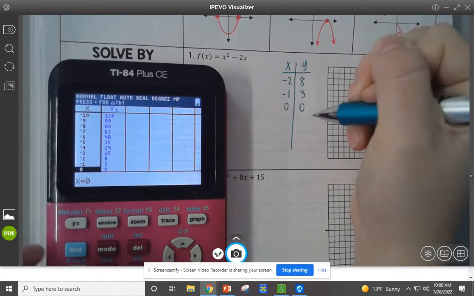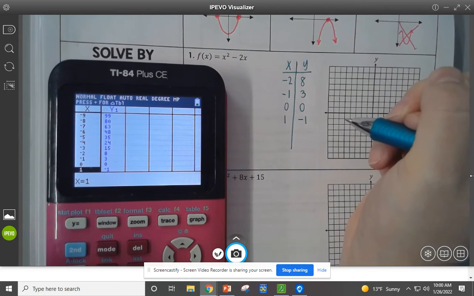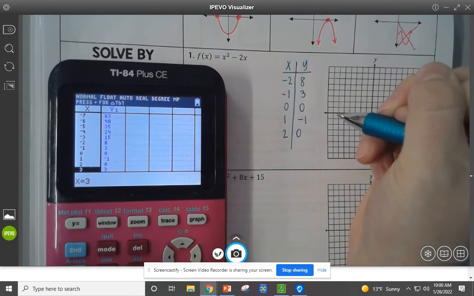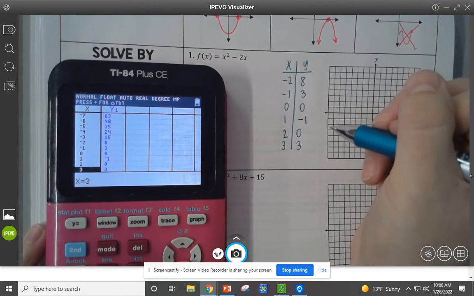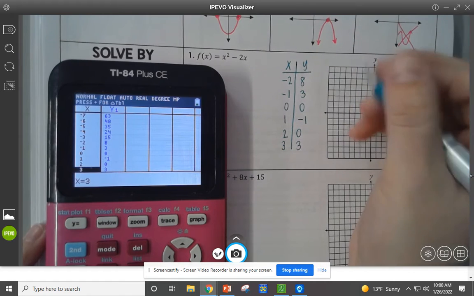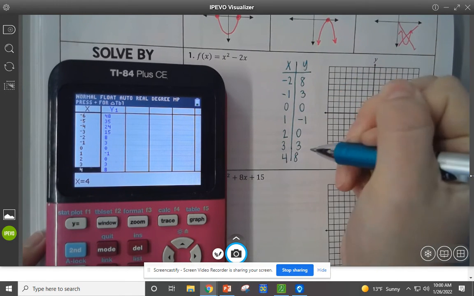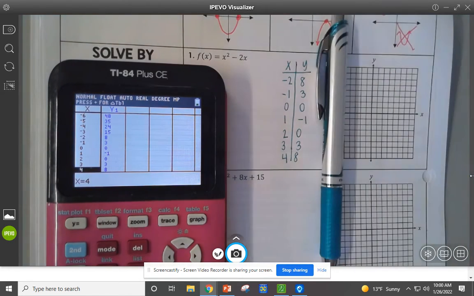0, 0. 1, -1. 2, 0. 3, 3. Then go check, if yours is different, go look back at your y equals. Did you put a minus or did you put a negative sign there?